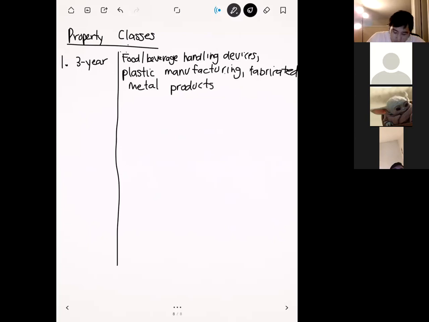All right. And so if your product or your asset falls into one of these categories, then in terms of MACRS, we classify it as a three-year property. Next we have a five-year property. Five-year properties are things like automobiles and trucks.